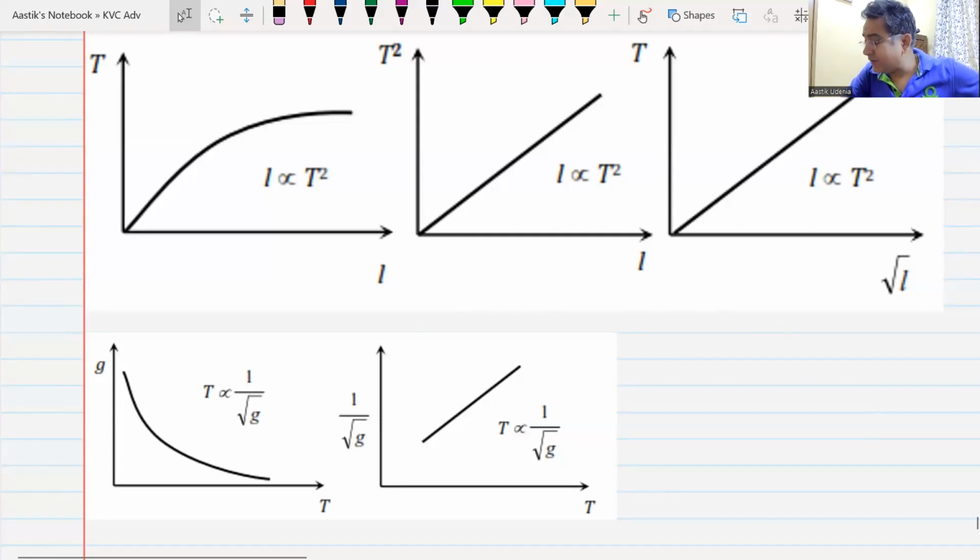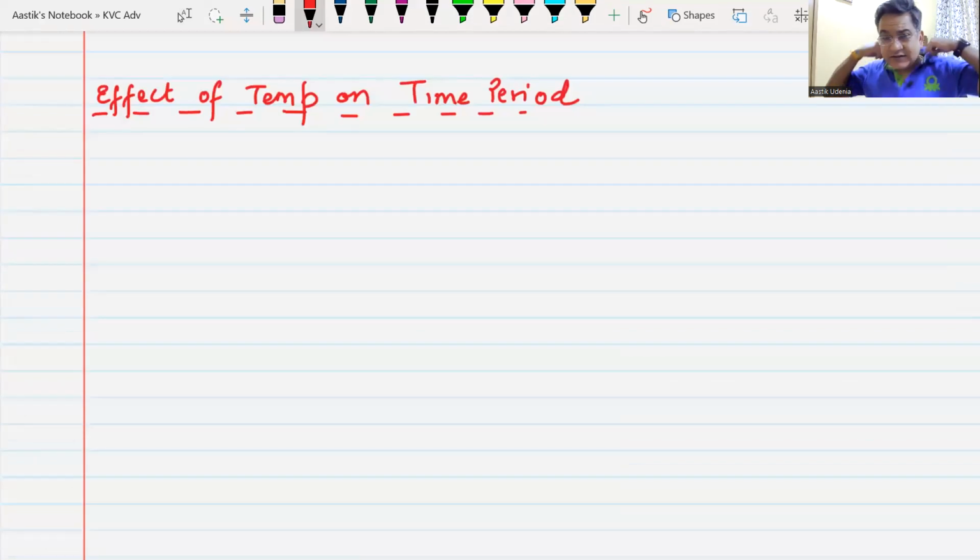Now you can also write the variation in time period due to temperature. Effect of temperature on the time period. Now, what is the effect of the temperature on the time period of a simple pendulum? When the temperature increases, the length increases. Yes or no? Yes, sir. When the length increases, the time period increases. Therefore, the clock becomes slow.